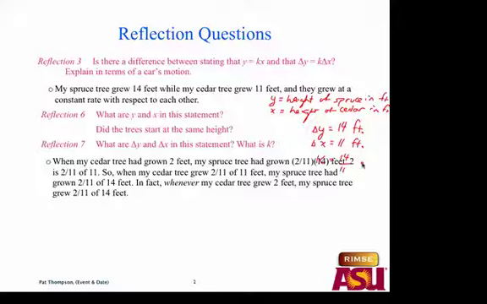Okay, when my cedar tree grew 2 feet, my spruce tree grew 2/11 of 14 feet. So when my cedar tree grew 2/11 of 11 feet, my spruce tree had grown 2/11 of 14 feet. Whenever my cedar tree grew 2 feet, my spruce tree grew 2/11 of 14 feet. So this is getting back to a principle we saw way back at the beginning of the course. Okay? So what are delta y and delta x in this statement?